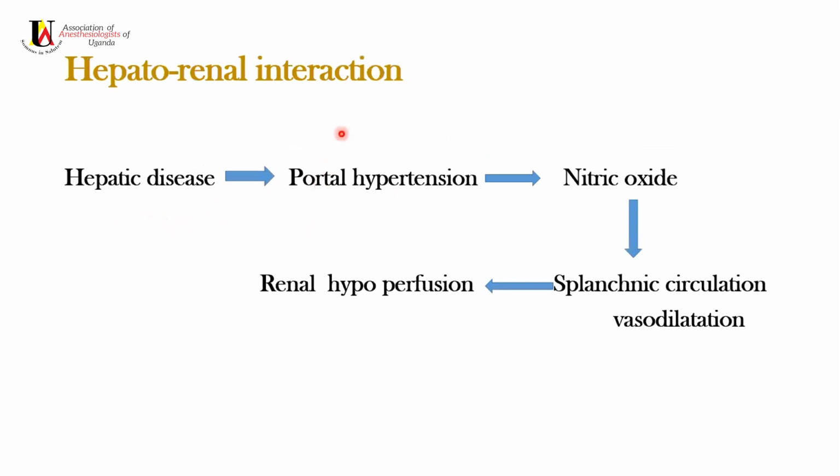The hepatorenal interaction usually occurs when there is hepatic disease. For example, liver cirrhosis causing portal hypertension and release of nitric oxide, a vasodilator. It basically occurs almost in every part of the body, and that's the same mechanism by which you get the hepatopulmonary and hepatorenal syndromes. The nitric oxide causes both systemic vasodilatation and GI circulatory vasodilatation, and this eventually results in renal hypoperfusion.